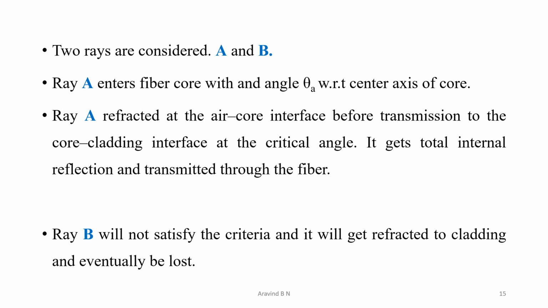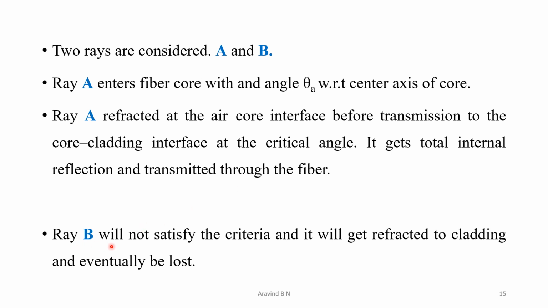Okay, now what all I explained in the previous slide, all of them are being represented over here. Just a glance again. So two rays are considered, A and B. Starting with ray A, ray A enters the fiber core with an angle of theta A with respect to the axis of the core. So that you have to consider. The ray A is refracted at the air core interface before transmission to the core cladding interface at the critical angle. It gets total internal reflection and is transmitted through the fiber.